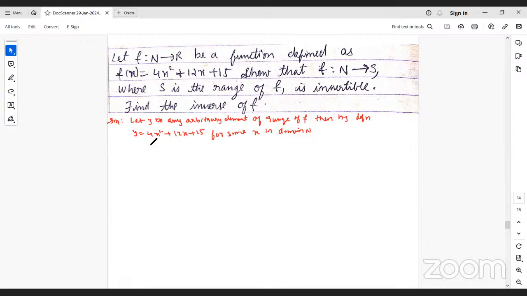Now we need to write the given function in terms of x. This step is very important. In a linear function the process was very easy, but in this case we consider y = 4x² + 12x + 15. Here we do a simple rough work first, considering the middle term, the x term.